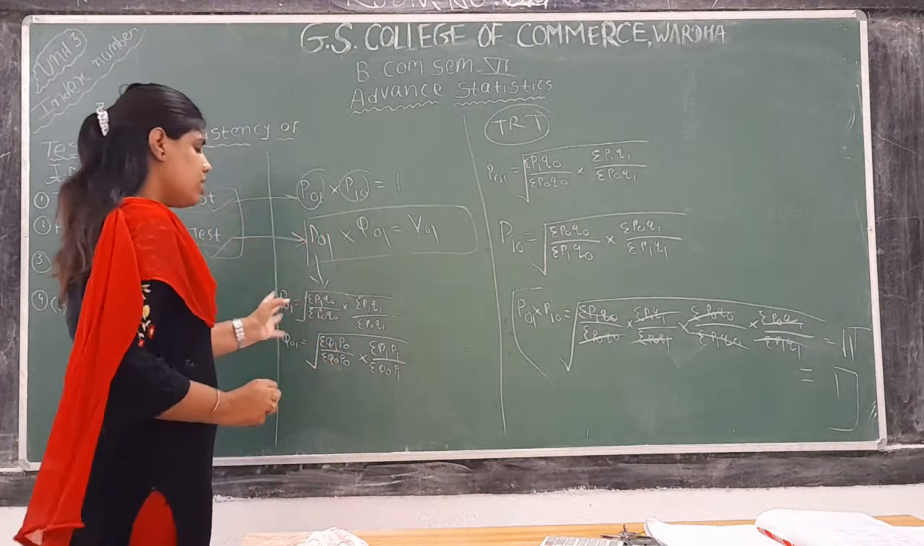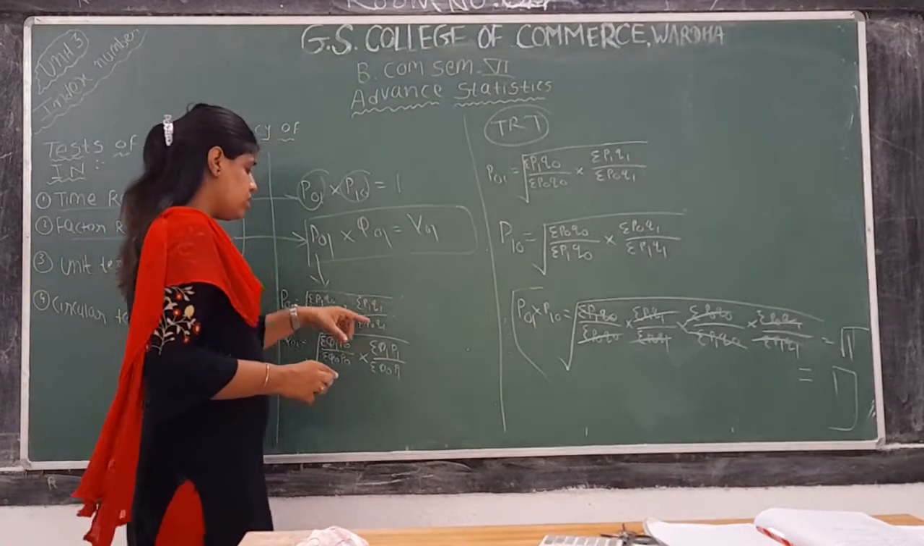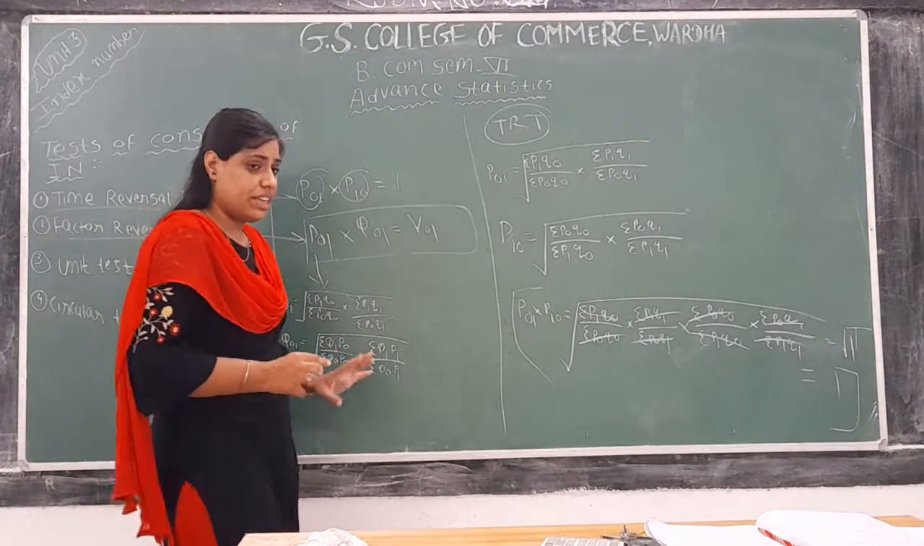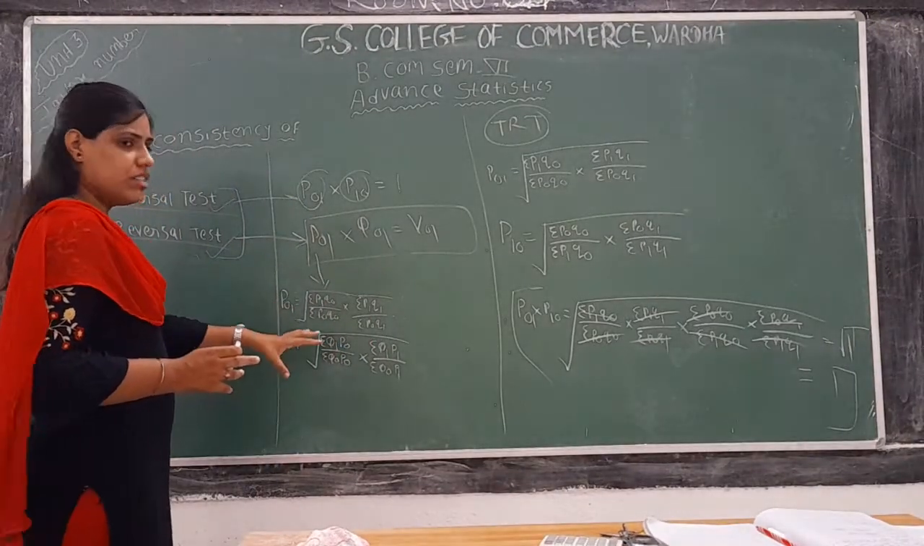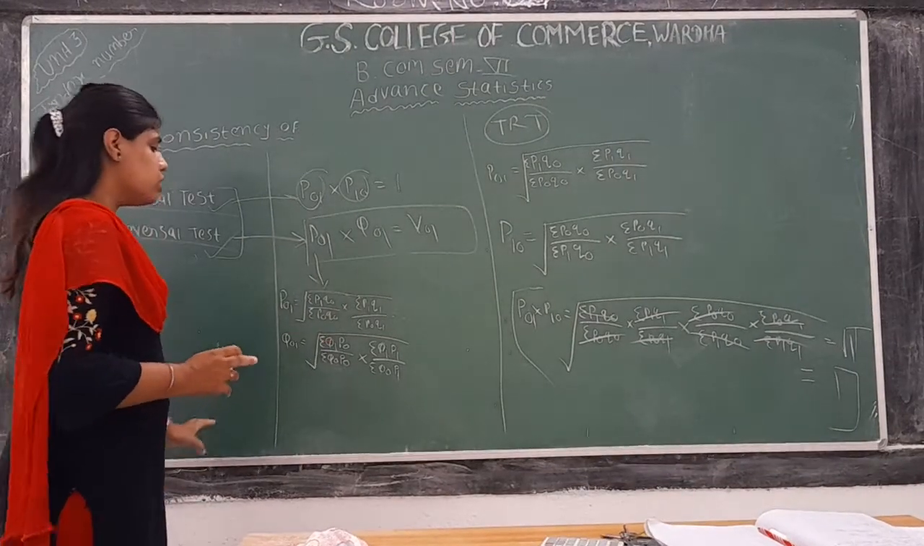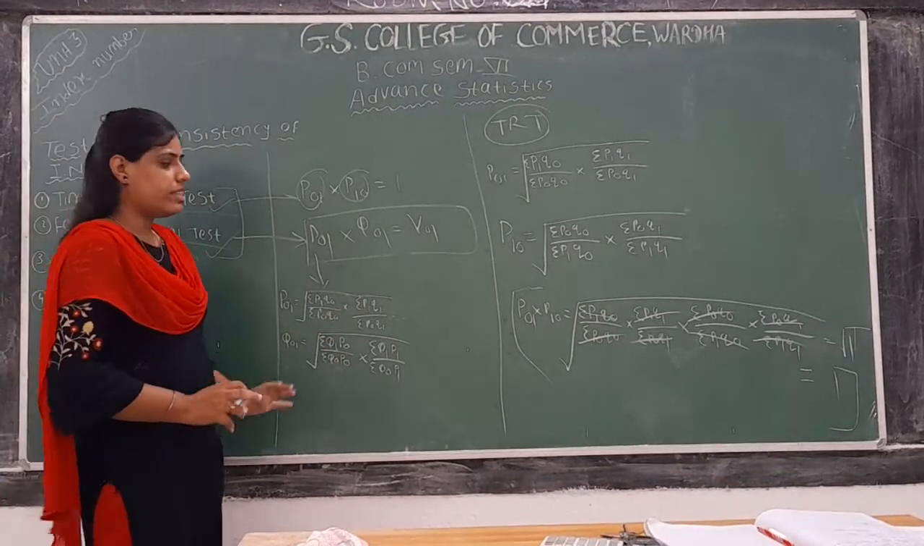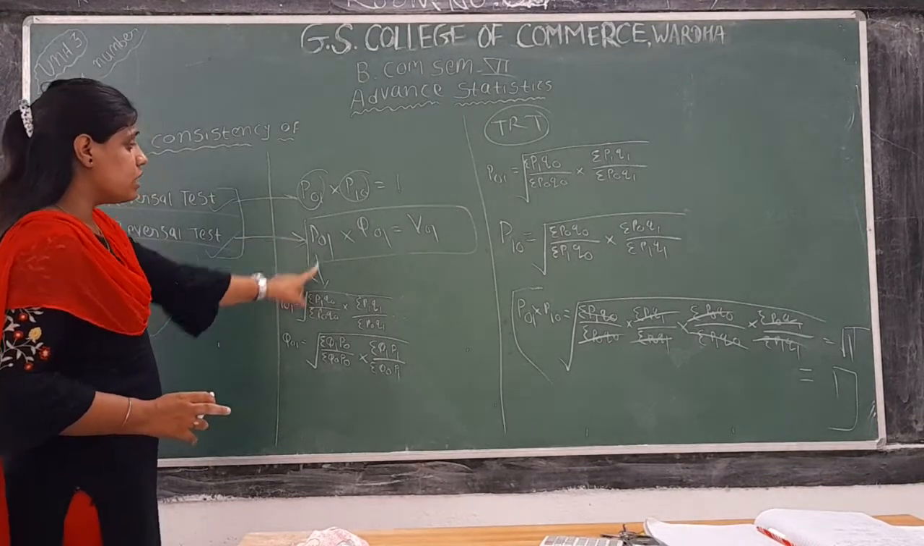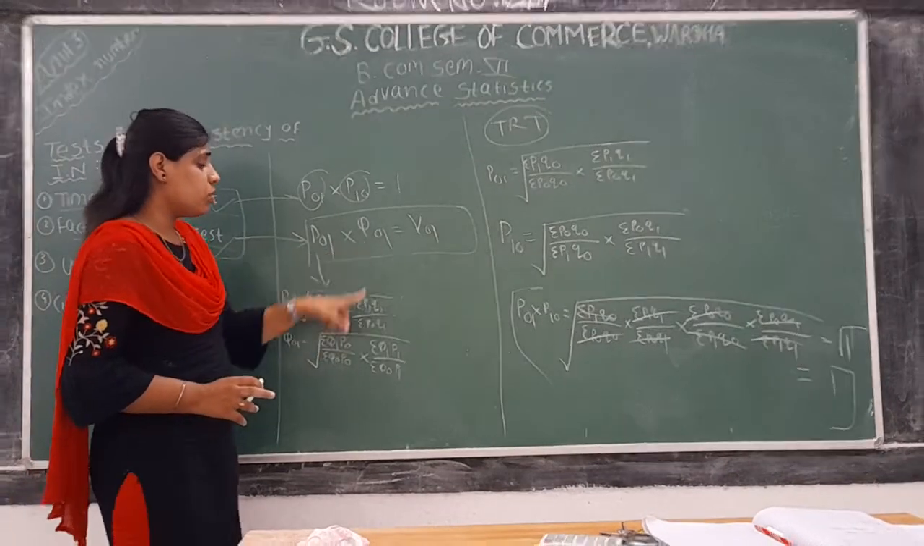So this way we have reversed the factors. Instead of price we have taken quantity, and instead of quantity we have taken price. In the factor reversal test we are reversing the factors while calculating the quantity index number. So this is the formula for computing P01 and this is the formula for computing Q01.